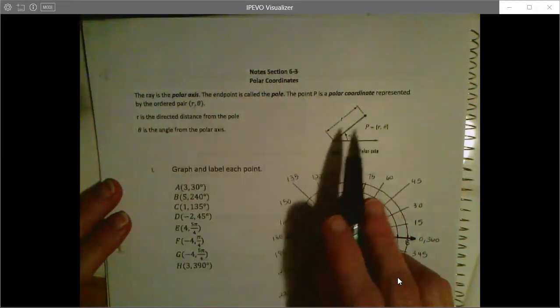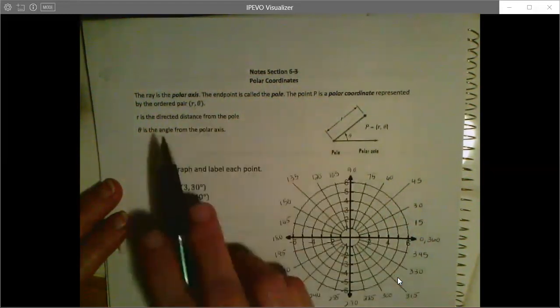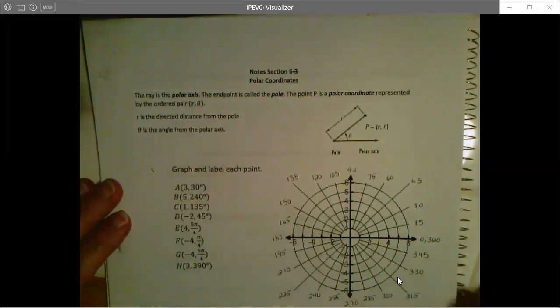It's represented by the coordinate r, comma, theta. r represents how far away it is, the distance from the pole, and theta is the angle from the polar axis.